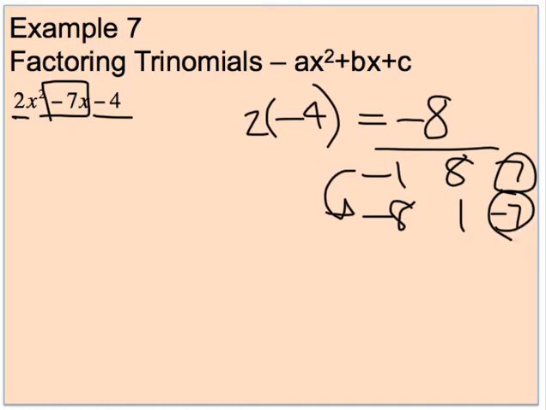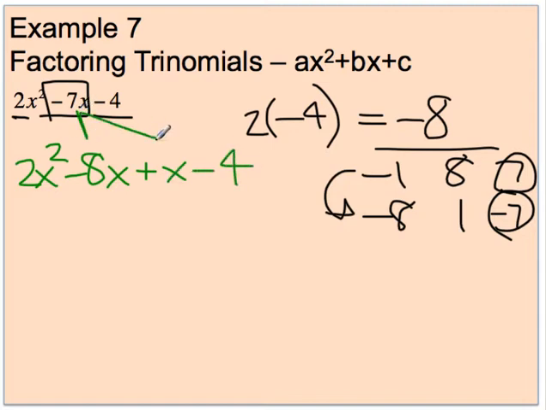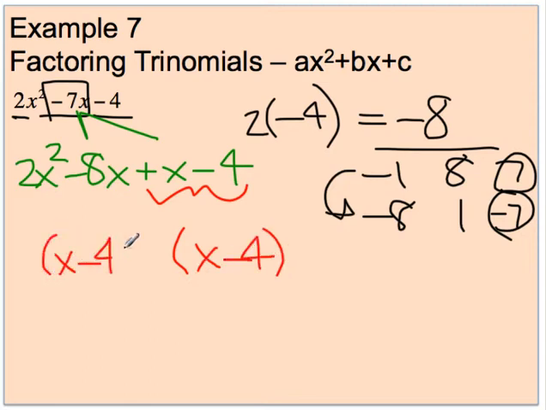I'm going to uncombine the middle term. So I'm going to write this as 2x squared minus 8x plus 1x minus 4. So this middle term has now been uncombined. There is no common factor, so I know that I'm going to get x minus 4 as my common binomial.